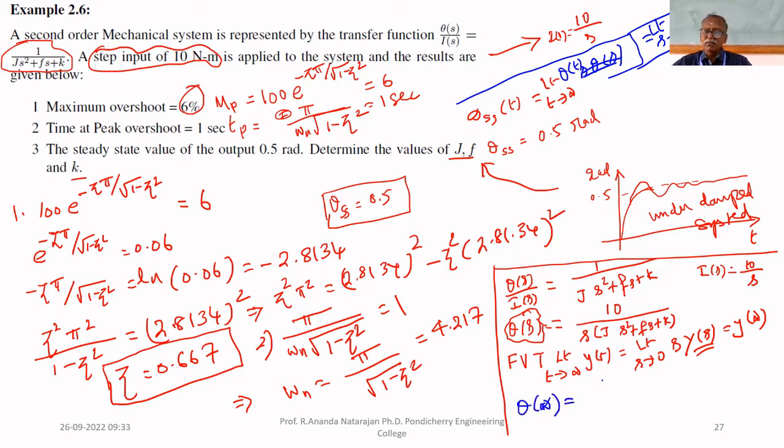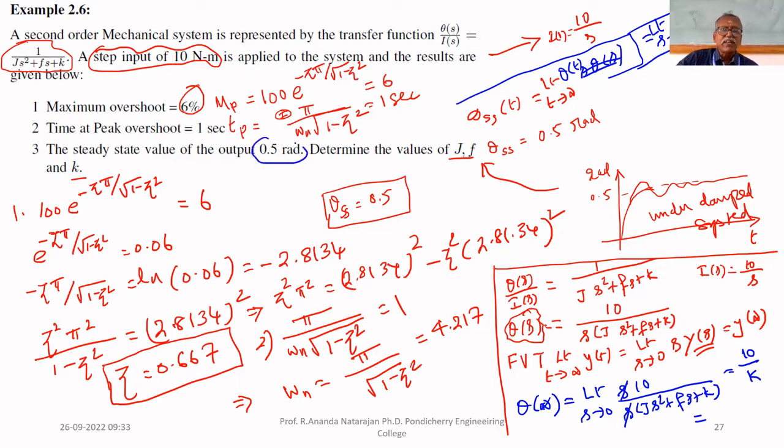Theta of infinity equals limit s tends to 0, s multiplied by 10 upon s into (J s square plus f s plus k). These two get cancelled, s gets cancelled. If you substitute s equal to 0 here, what will you get? 10 upon k. The value is given: the steady state value is 0.5 radians. Therefore, 10 by k equals 0.5.